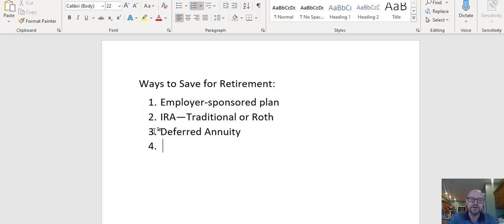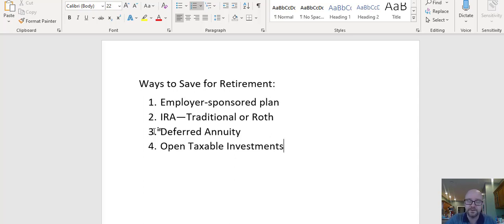The last thing you can do, you don't need any special accounts. You don't need to do anything. You can just save, and we call those open taxable investments. So you can just put money in a bank, have a savings account, let it build at interest. Simple, right? You don't have to do anything fancy.